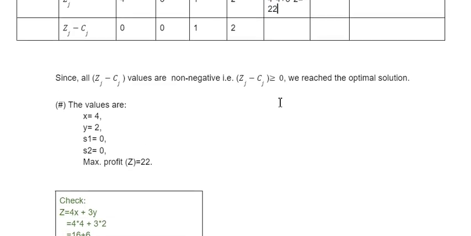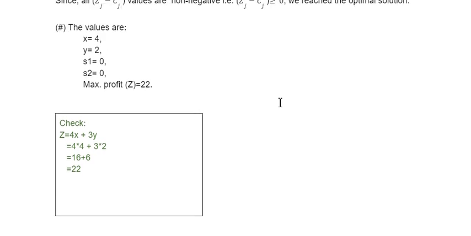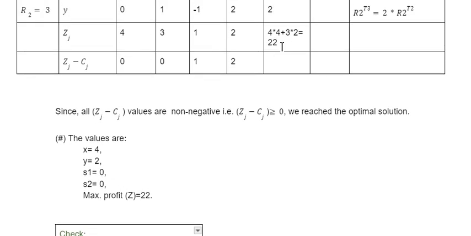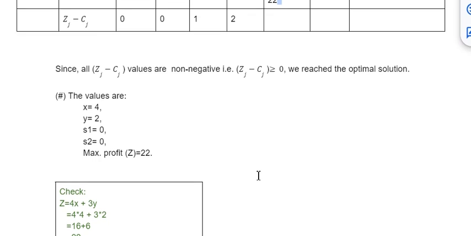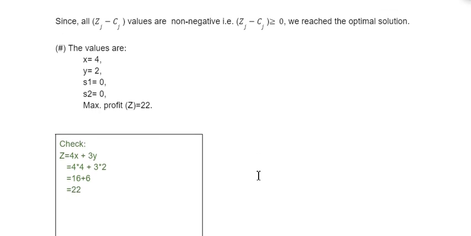We can check it by putting the values of x and y we have got into the objective function like this. If the value is the same as we obtained from the simplex table, then our result will be correct.